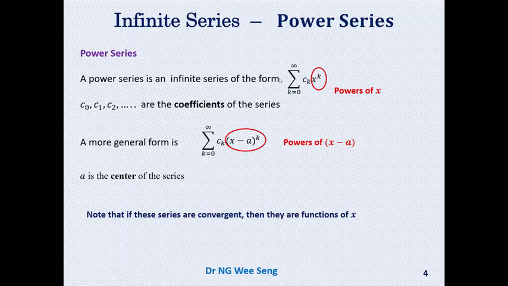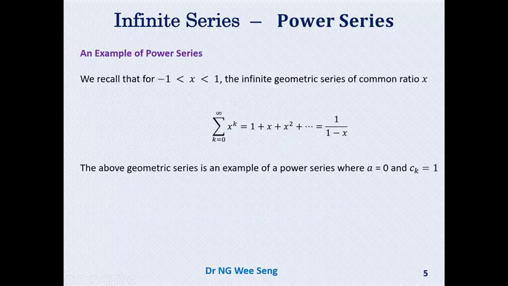As I just mentioned, we can treat this as a function of x, provided it converges. So later we will look at the issue of convergence. But first we look at a familiar example of a power series. This is a geometric series with common ratio x. But it's also a power series because we are summing x to the power of k. And if you go by the definition, the coefficients, the numbers before x^k, are all equal to 1.